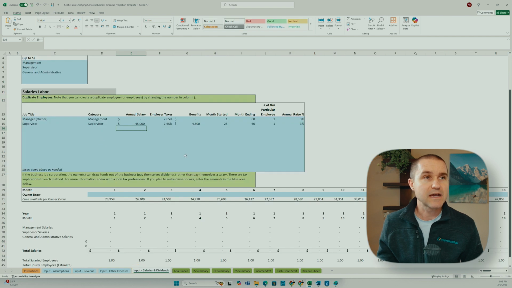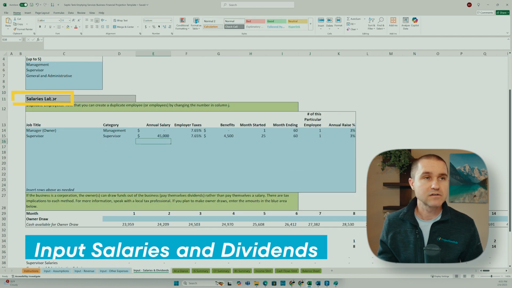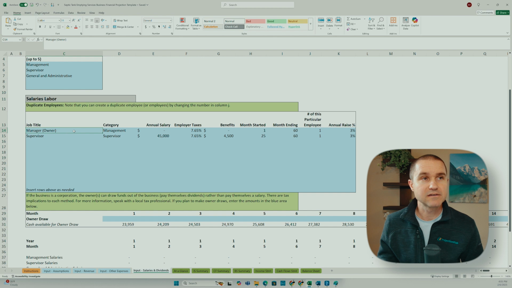And then the last input tab here, we're getting close to the end, is our salaries tab here. So I put in a slot here for you as an owner, but a 0 salary. So we're going to assume that your pay is the profit of the business. So no set salary for yourself.